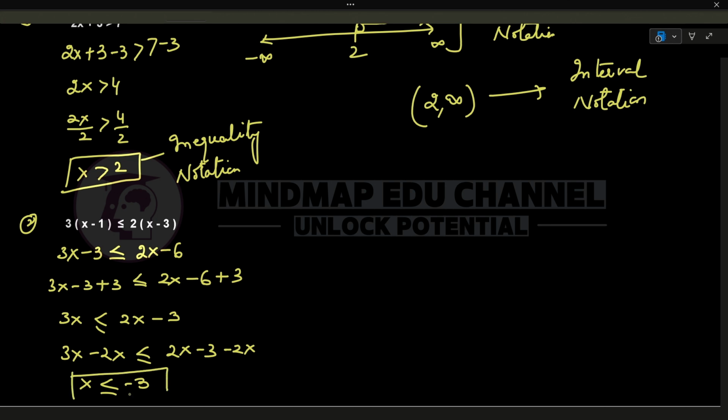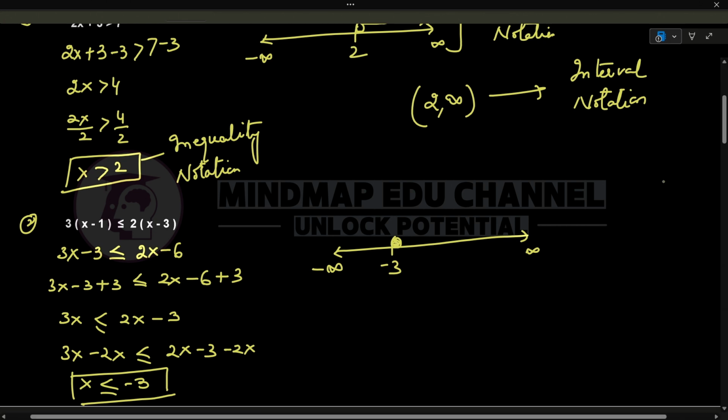So, this is the solution in inequality notation. Now, plot it on a graph to get the solution in number line notation. So, here it is minus 3 on the number line, minus infinity to infinity. Now, pay attention here. It will be a closed circle because the equal to sign is there. Closed circle means this number is included in the solution.